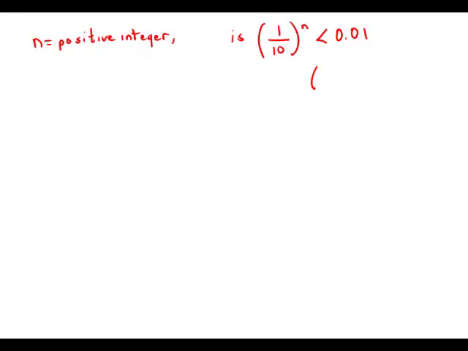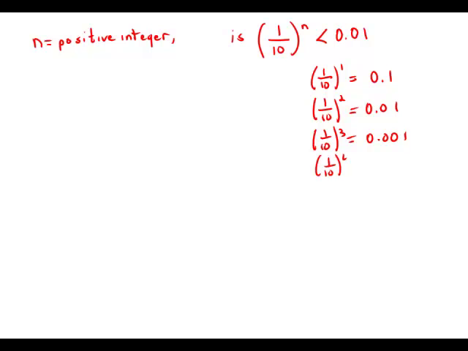So if we take (1/10)^1, that's 0.1. (1/10)^2, that's 0.01. (1/10)^3, that's 0.001. (1/10)^4, that's 0.0001. And I think you see the pattern here.